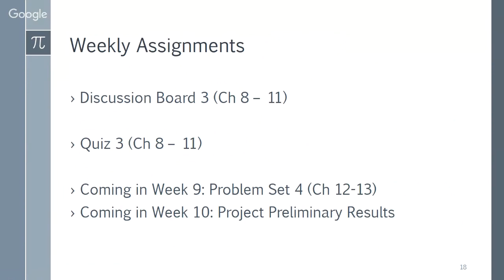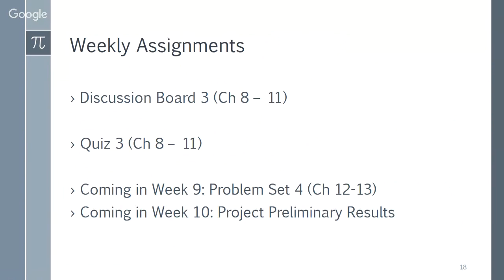Just coming up next week, we have problem set 4, which is going to cover chapters 12 and 13. So that's going to cover this 2-sample t-test, as well as what we're going to be talking about next week in chapter 13, which is ANOVA. It's basically an extension of the 2-sample t-test into many samples, a difference in means across multiple groups. But don't worry about that for now.